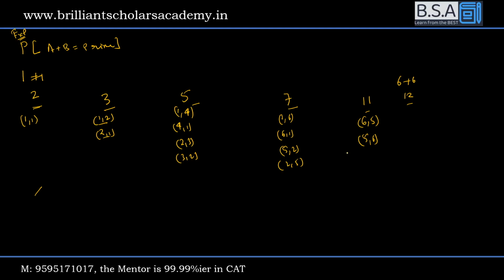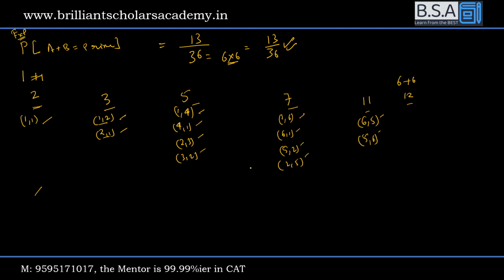So how many total cases have I got favorable? 1, 2, 3, 4, 5, 6, 7, 8, 9, 10, 11, 12, and 13. There are 13 ways in which I can have addition as a prime number. 2, 3, 5, 7, and 11 are the only prime numbers you can create as addition of two outcomes. How many total outcomes do we have? 36, because there are two rolls, total outcomes will be 36. 13 by 36. That is the probability.